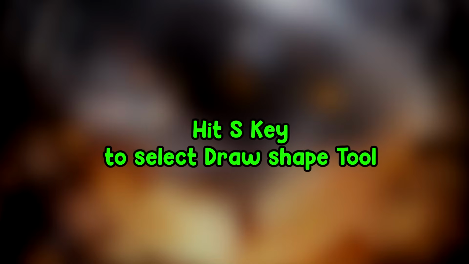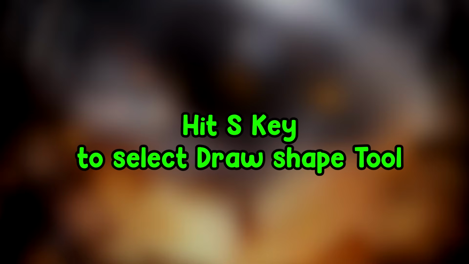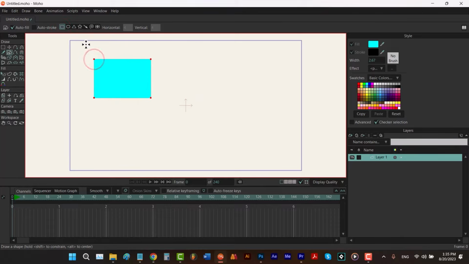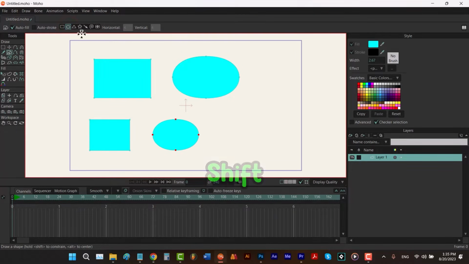The first one is S, so if you hit the S key, you can select the Draw Shape tool. Using this tool, you can draw new shapes like circle and rectangle. Also, by holding down the Alt, you can draw your shapes from the center, and by holding down the Shift, you can draw a perfect square or a perfect circle.